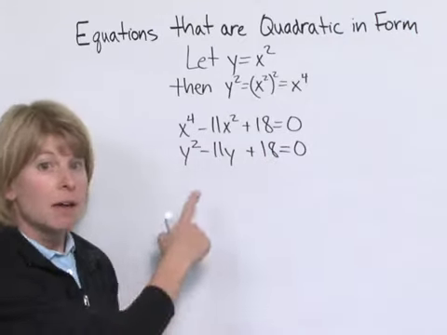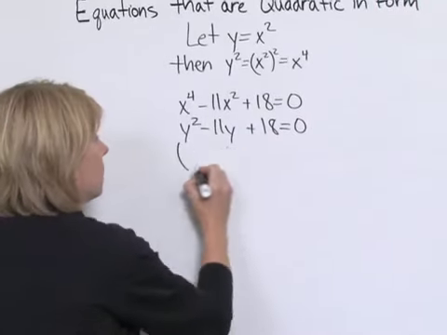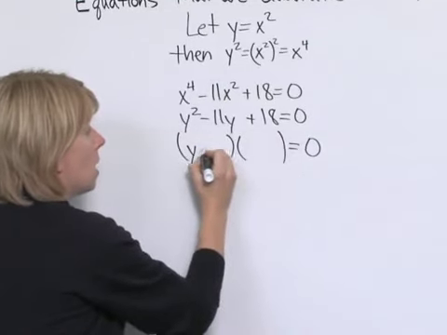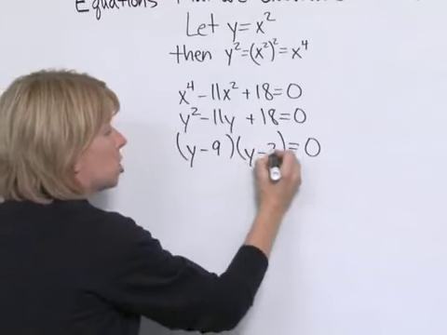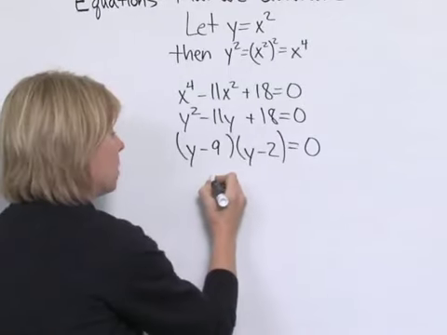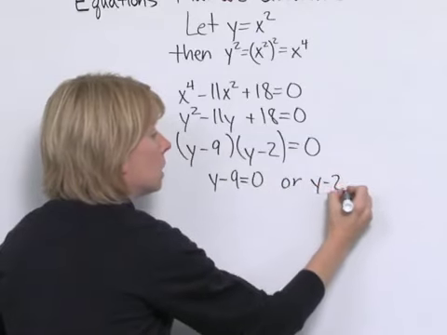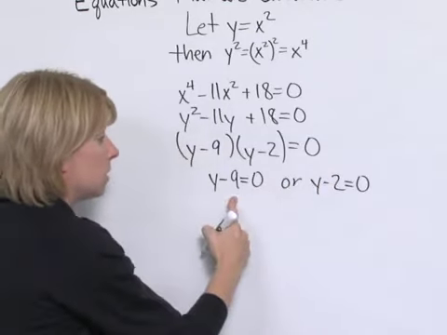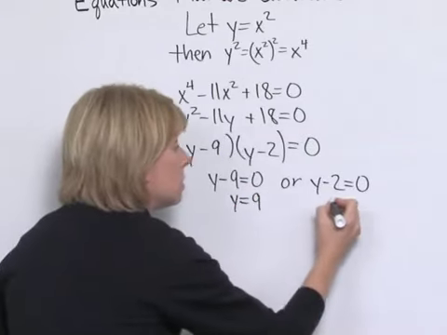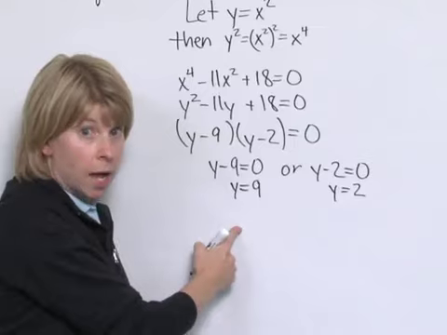After making those replacements, I have a quadratic equation I can solve, and I'm going to solve this by factoring. This trinomial on the left factors to y minus 9 times y minus 2. Then using the zero factor property and setting each factor equal to 0, I'll get my two solutions in terms of y. Solving this, I get y is 9, and solving this equation, I get y is 2. So I found two solutions in terms of y.